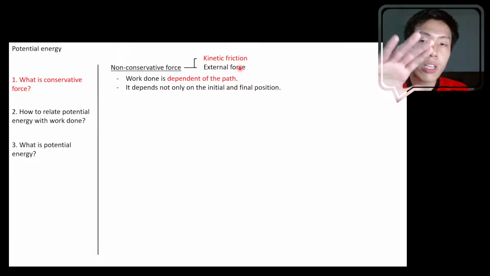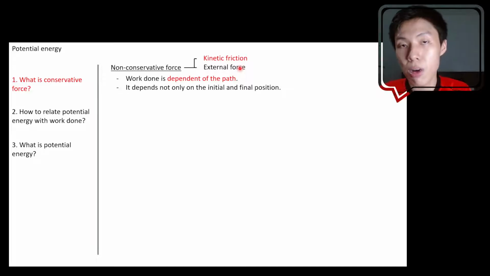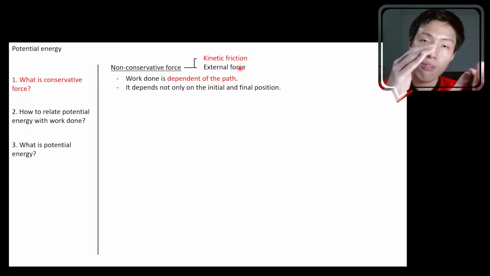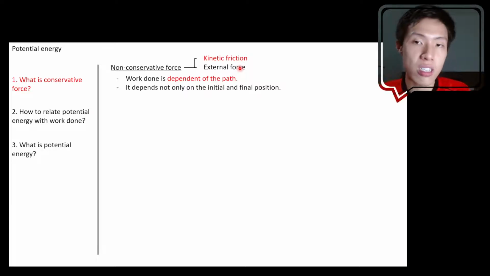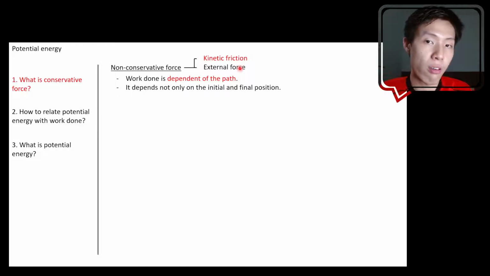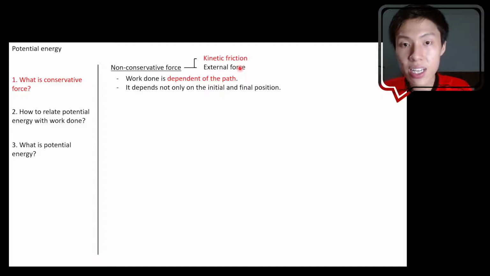So if path 1 and path 2 give you the same amount of work done, then it means the work done is independent of path, and this kinetic friction will be a conservative force. But if path 1 and path 2 give you different answers for their work done, then that means the work done is dependent on the path. Then kinetic friction will be a non-conservative force. So it depends on what answer we get for path 1 and path 2. So let's get into it.